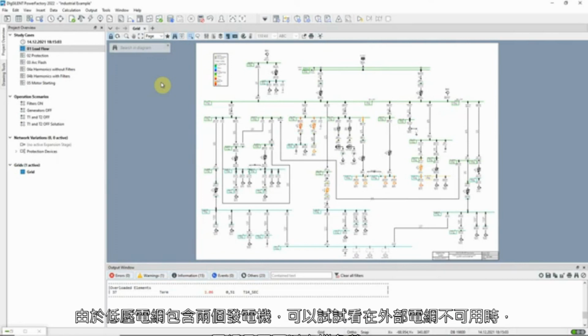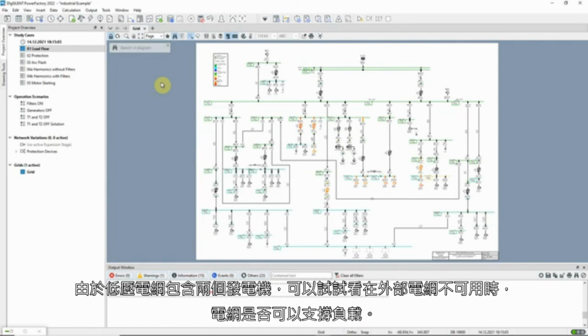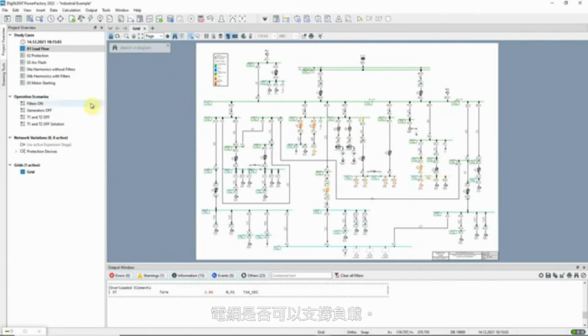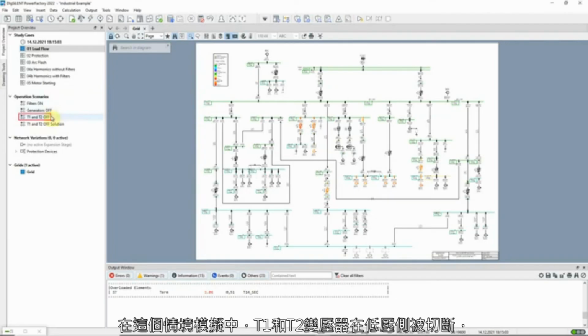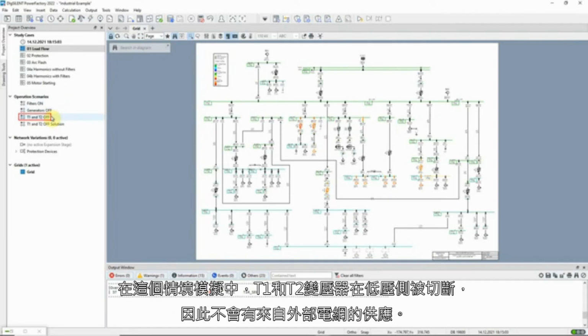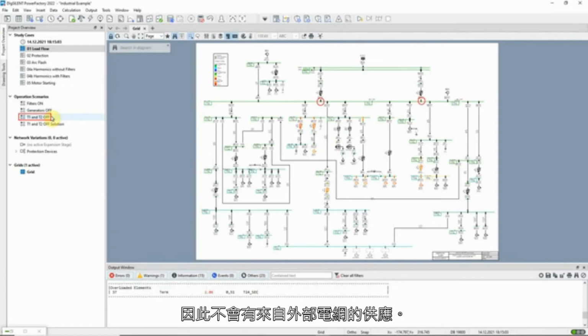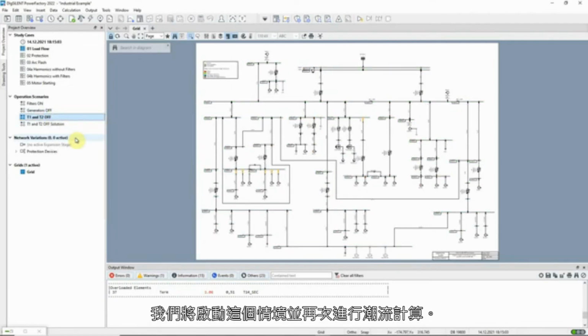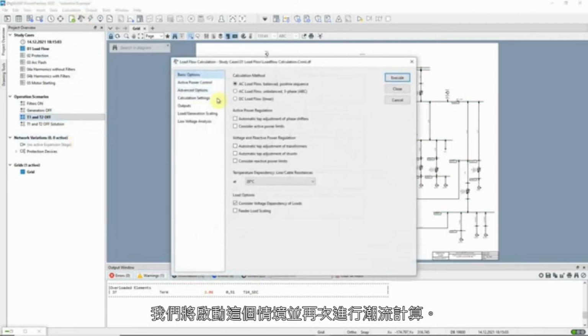As the LV network contains 2 generators, it would be interesting to see whether the load in the network can be supported if the external grid is not available. In this operation scenario, T1 and T2 off, these 2 transformers are switched off at the LV side, so that there will be no supply from the external grid. We will activate this scenario and run the load flow calculation again.